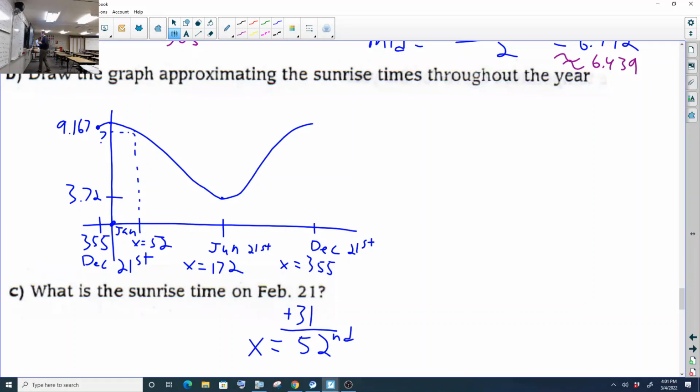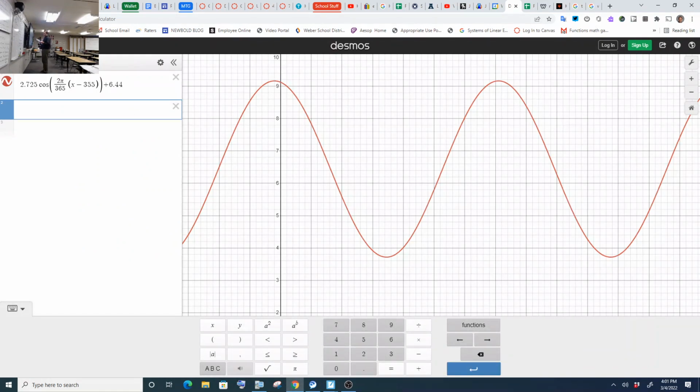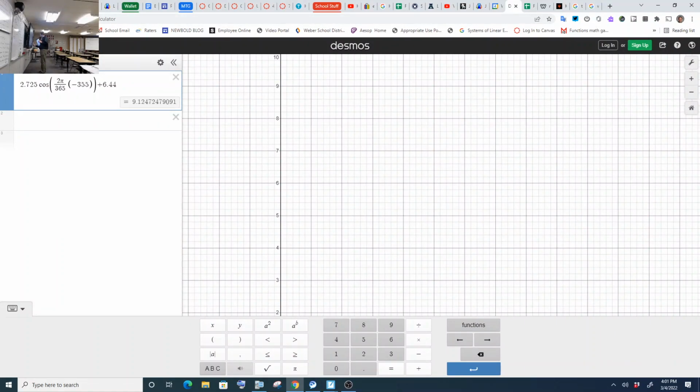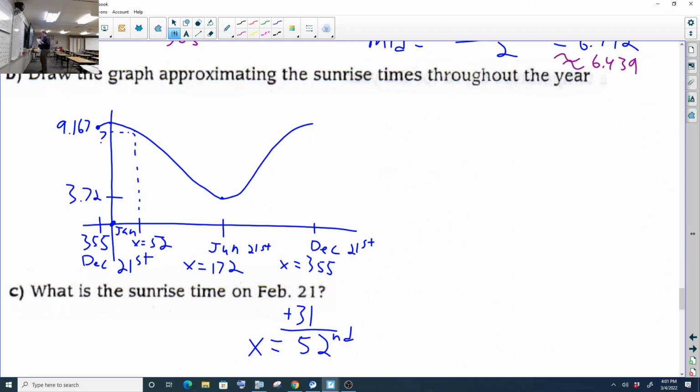And so what we can just do is go to decimals or our graphing calculator and type it all in. Or to make it even easier, on the 52nd day, that's x equals, so we're going to plug in for x. So the 52nd day of the year minus our phase shift, 7.75. So about 7.75 is like, yeah, 7:45. Okay, there we go. So our answer to what is the sunrise time?